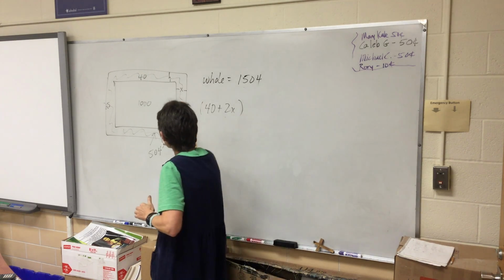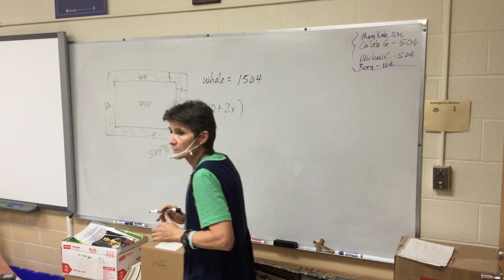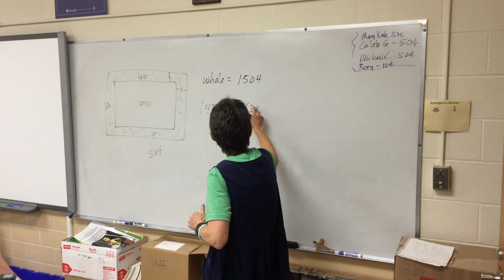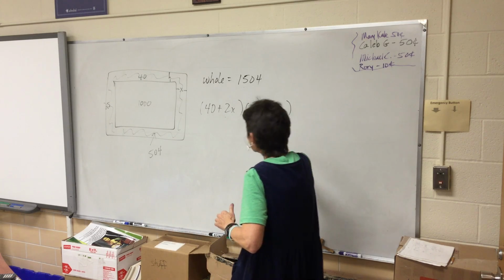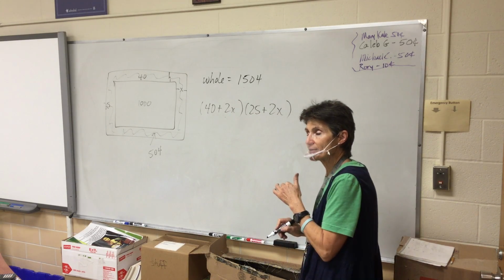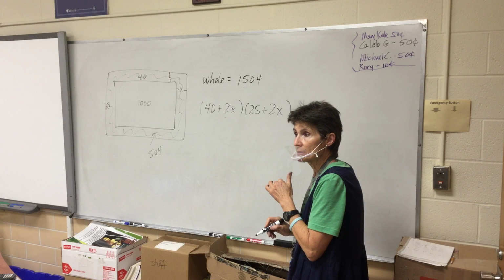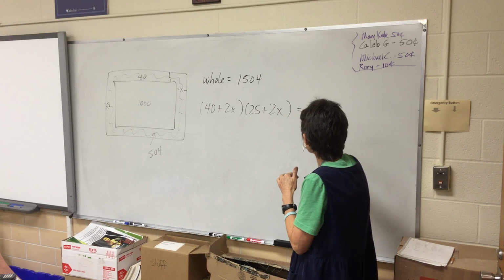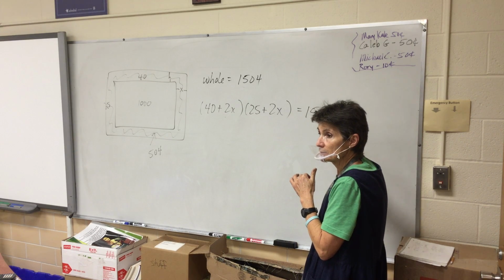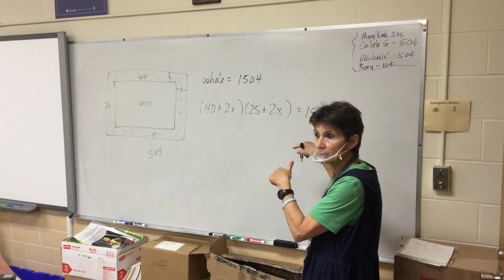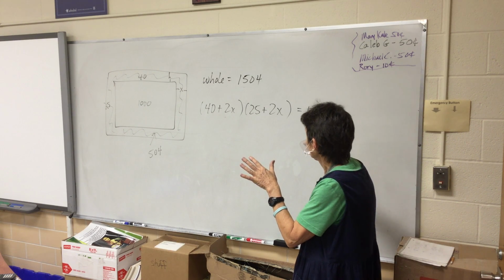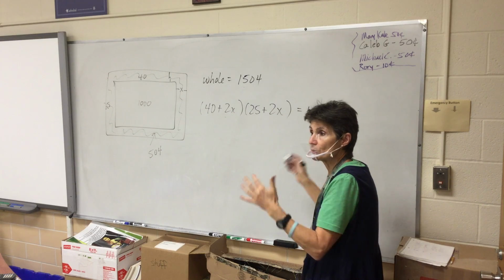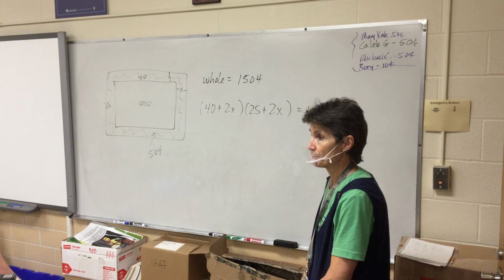What's the width of the whole thing? 25 plus 2x. And if we multiply those two together, shouldn't we get 1,504? There's your equation. So, what should we do to figure out what x is?